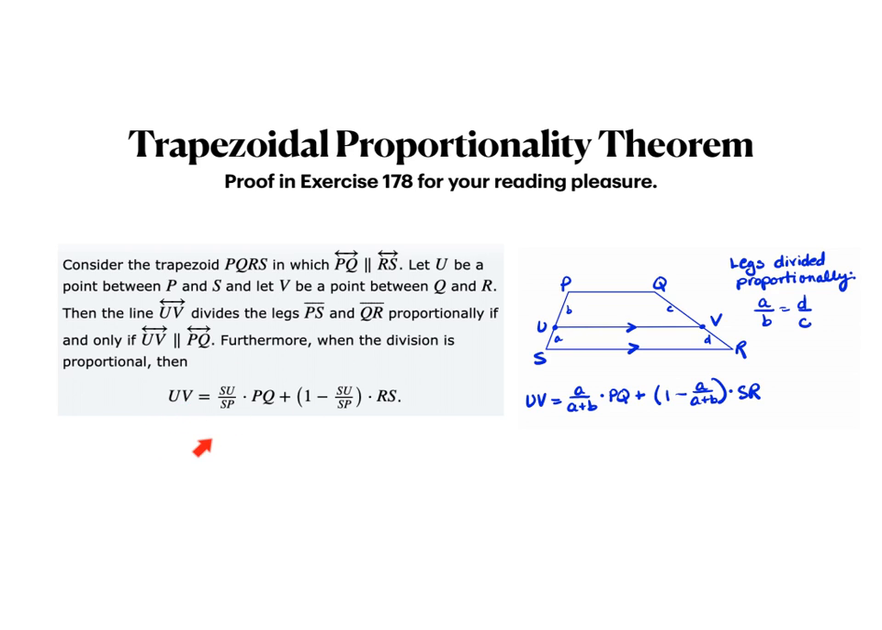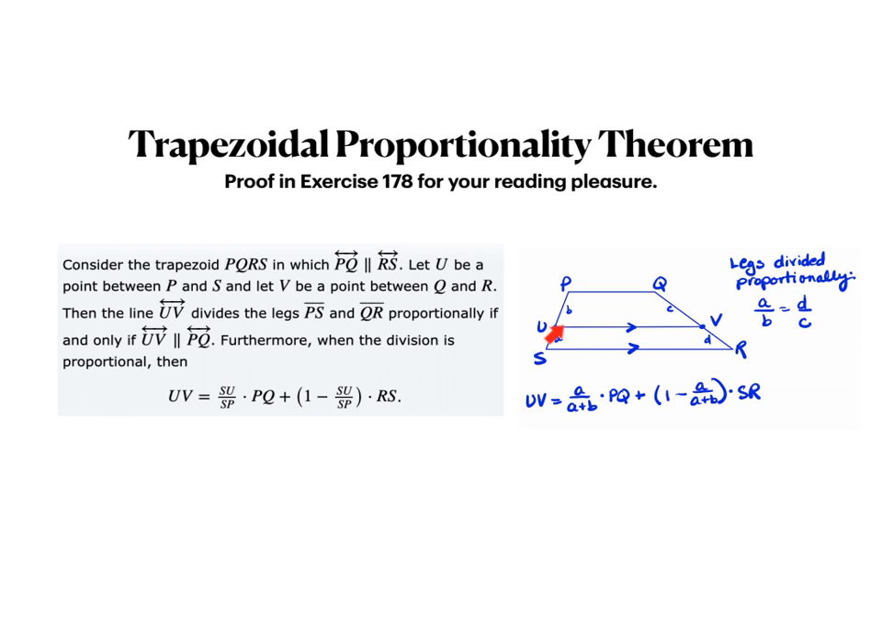So a little bit confusing of a formula, but let's see if I can make some sense of it. As I'm looking for the length of UV, I take the ratio, this part divided by the sum, this part divided by the sum, times my base. So this part is away from this base. This part divided by the whole times the base that's away from this part, plus 1 minus that ratio times the other base. And that way I can find the length of that segment.